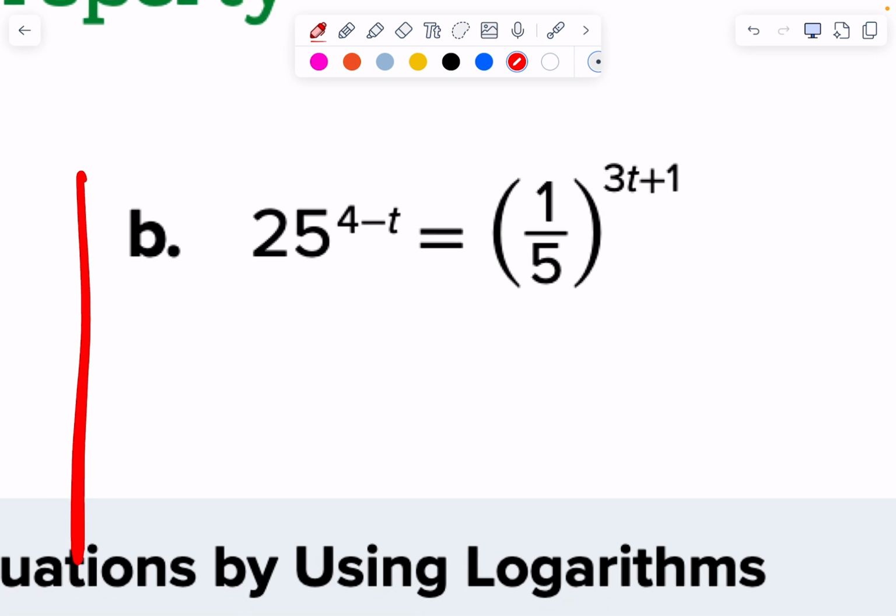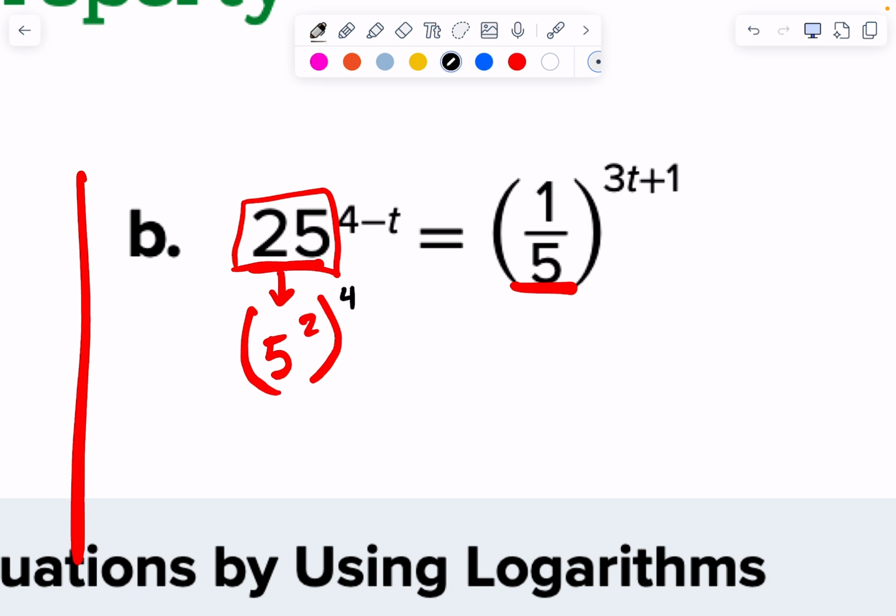Okay, B. There may come a time when you have to change the base of both sides. So I look at 25 and I'm instantly thinking of an easier number. 25 is 5 to the 2nd power. I can change 25 and make it 5 to the 2nd power. But there's already a 4 minus t there. We're going to deal with that here in a second.